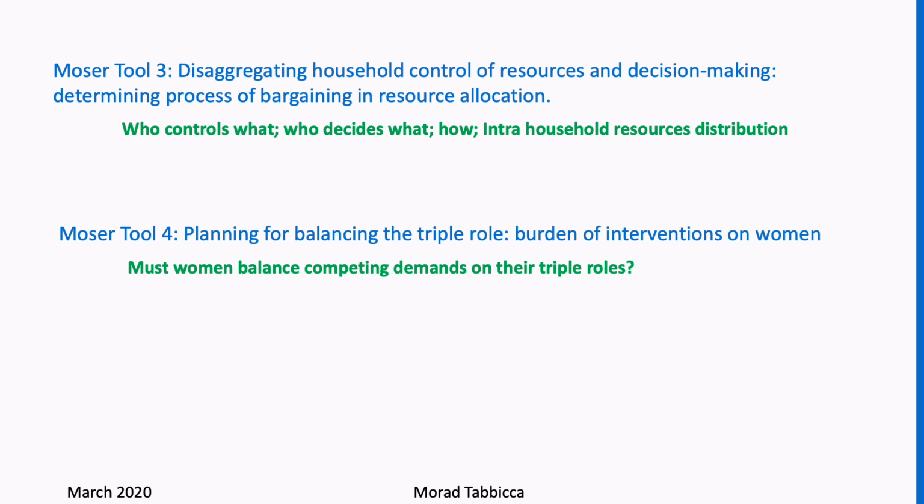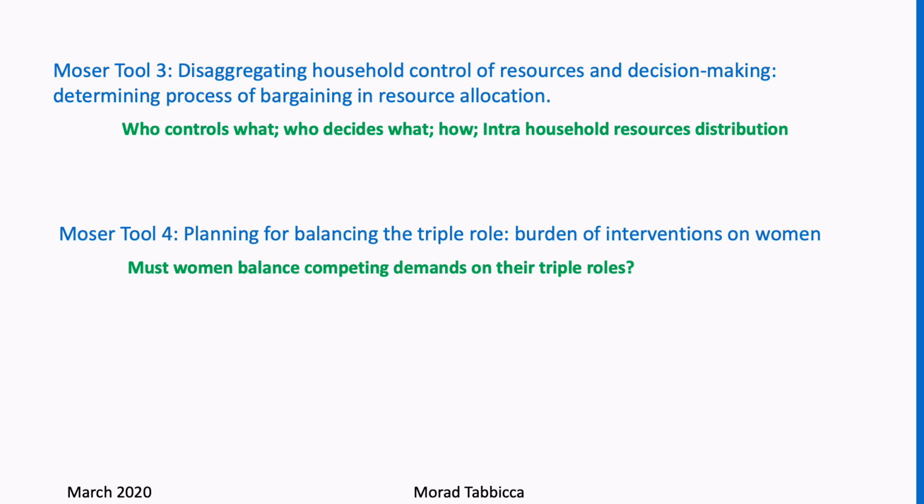So if you are in your house and your older brother gets a bigger piece of the meat simply because he's your older brother, or when it comes to inheritance, they give most of the land to the male and all that, then you realize that resource distribution is not fair. And so this tool says let us try and understand how the resources are shared, who makes the decision, and then we'll know the situation and how best we can approach it, right?